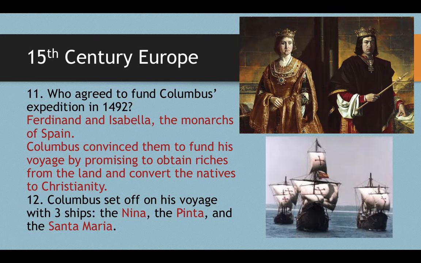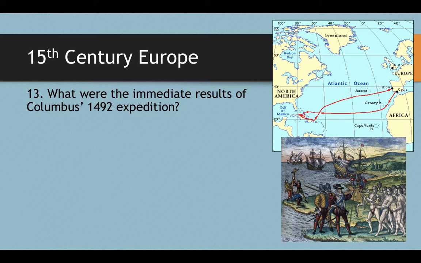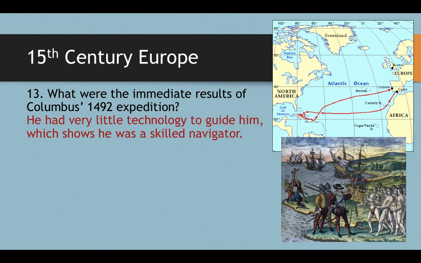So Columbus set off on his voyage with three ships: the Nina, the Pinta, and the Santa Maria. So the Santa Maria was the one that he was on. Now, the immediate results of his 1492 expedition were pretty simple here. Okay, he had very little technology to guide him, hardly any technology. He basically had a compass and an inaccurate map, and that's it. So he was a very skilled navigator.